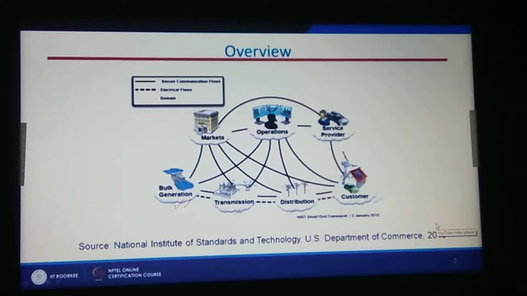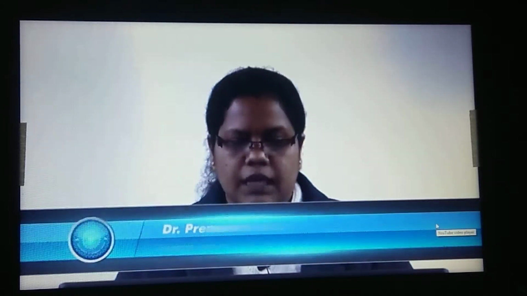And apart from these 4 sections, we have other 3 sections. If you could see here, these are markets, operations, and service provider. And coming to this, this is the very basic block diagram of smart grid architecture or layout.